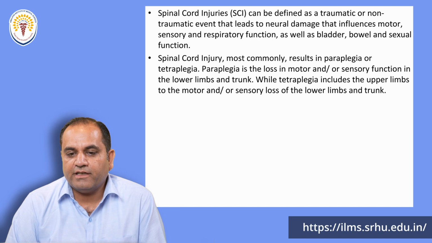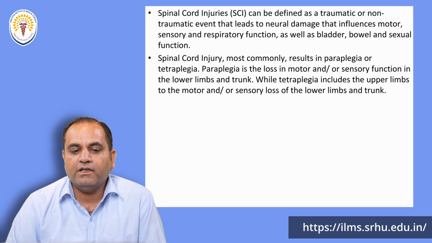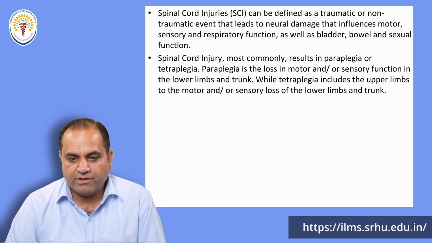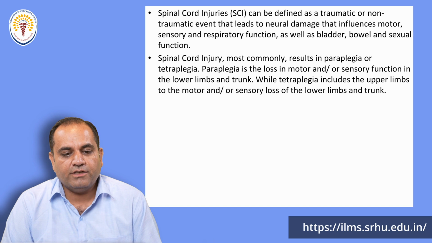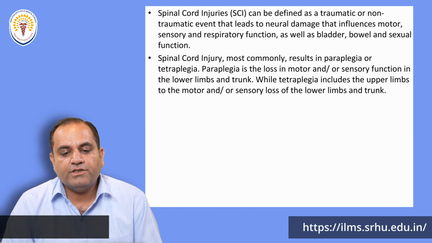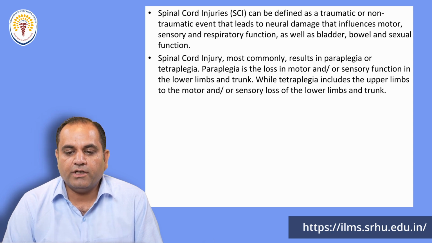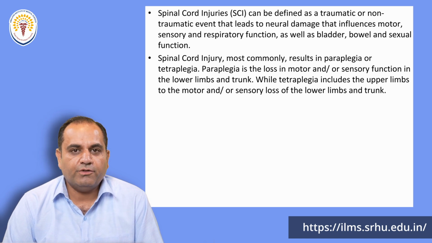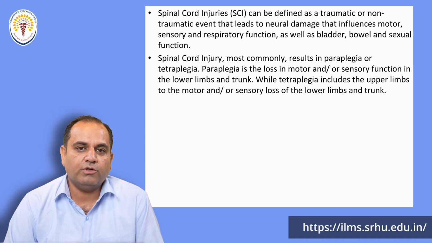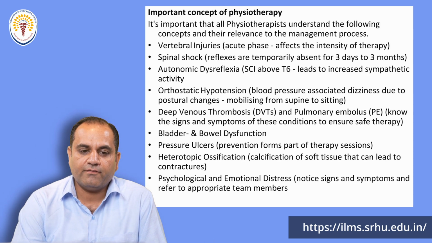Spinal cord injuries can be defined as a traumatic or non-traumatic event that leads to neural damage that influences motor, sensory and respiratory function as well as bladder, bowel and sexual functions. Spinal cord injury most commonly results in paraplegia or tetraplegia. Paraplegia is the loss in motor and or sensory function in the lower limbs and trunk, while tetraplegia includes the upper limb in addition to the motor or sensory loss of both the lower limbs and trunk.